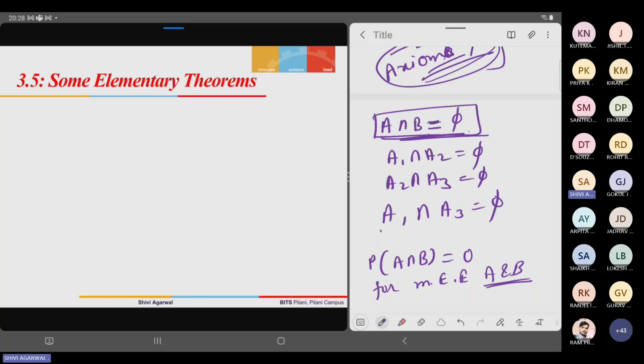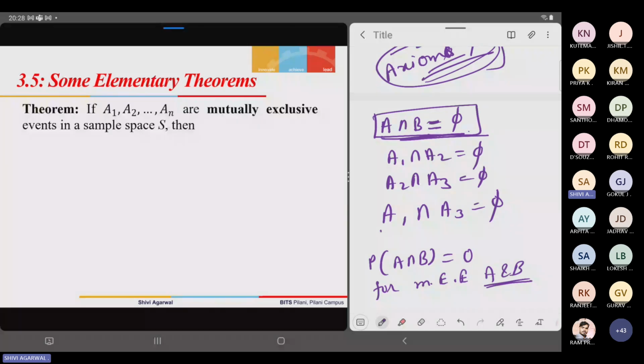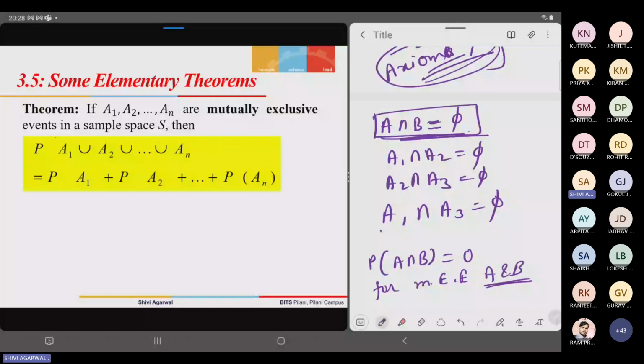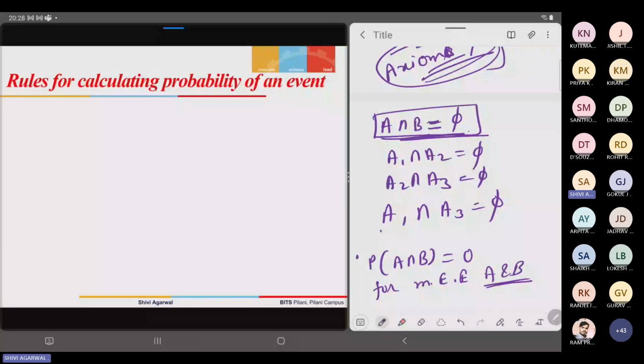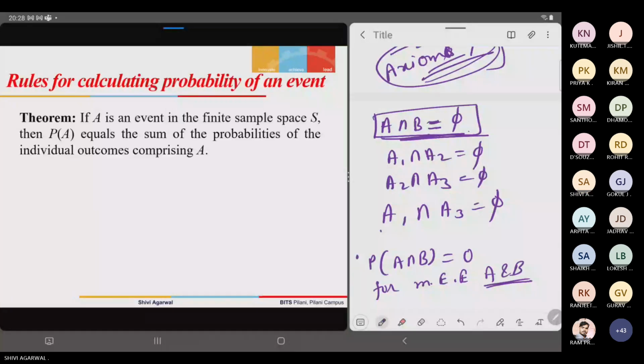Okay. So some elementary theorems which we are discussing here. The first theorem is: if A1, A2, up to AN are mutually exclusive events in a sample space S, then the probability of A1 union A2 up to AN is equal to the probability of A1 plus the probability of A2 plus, and so on, the probability of AN. Now we are just mentioning the rules for calculating the probability of an event.